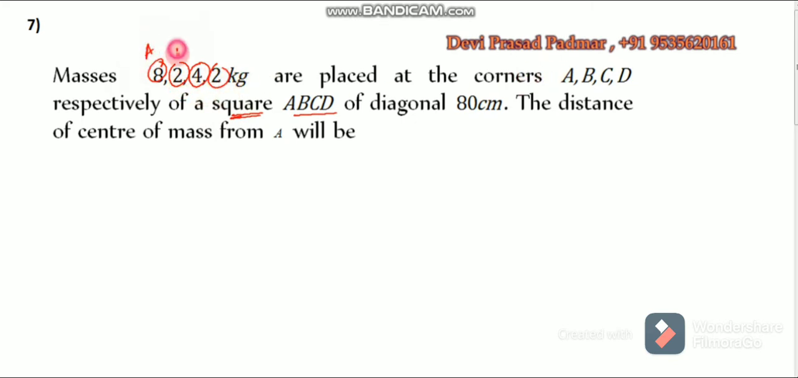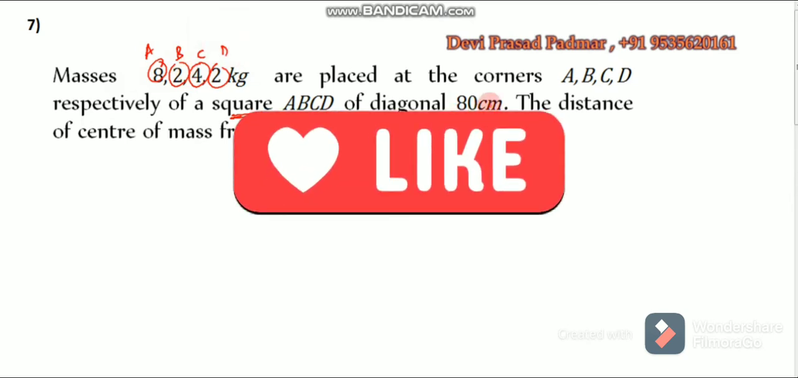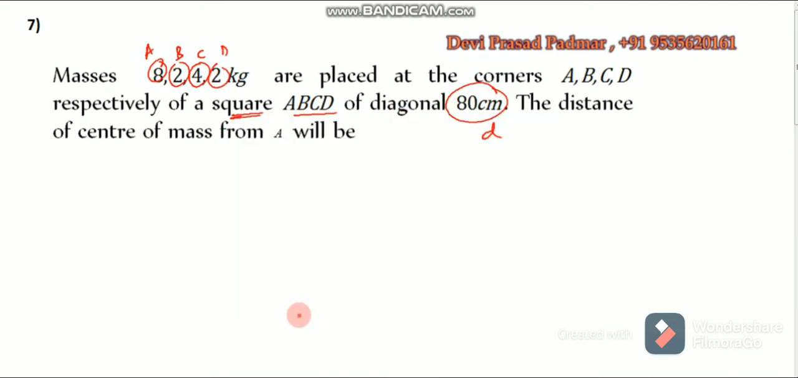So this is A, B, C, D like this, and given that the diagonal of that square is about 80 centimeter, let D be the diagonal. Now what you need to calculate is the distance of center of mass from A. We have 4 particles, 4 masses, kept on the vertices of the square, so the center of mass will be situated somewhere within that square.